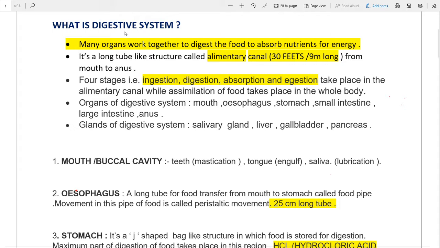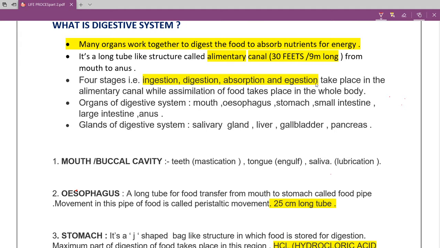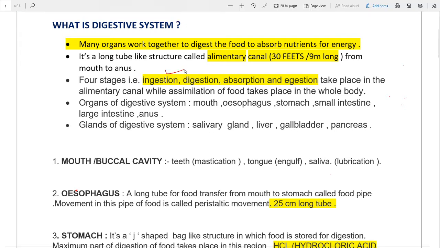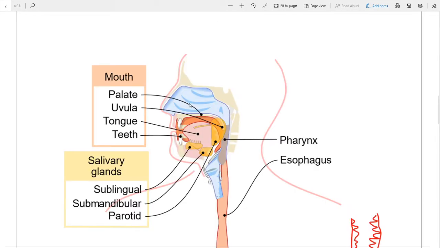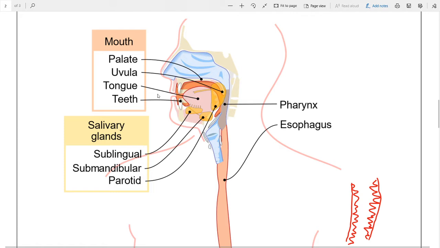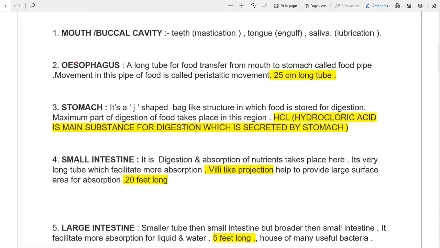The digestion process consists of four main stages. First is ingestion, second is digestion, third is absorption, and fourth is egestion. So first is ingestion. Ingestion means the intake of food. If we are taking food in through our mouth, then this process is called ingestion. We are ingesting the food into our body.